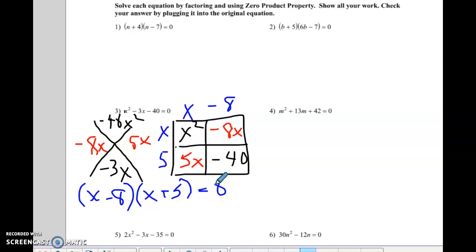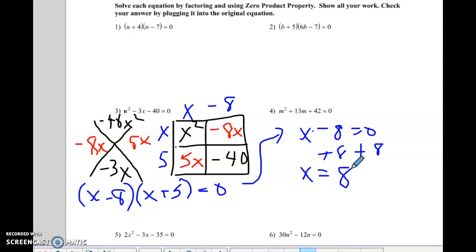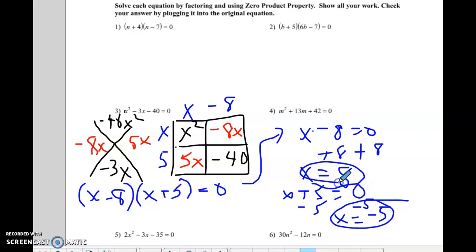And then I use the product property. So I'm going to do it over here. So I have x minus 8 equals 0. So I'm going to add 8. So x is equal to 8. And then I also have x plus 5 equals 0. So I minus 5 minus 5. x is negative 5. So I have two solutions.